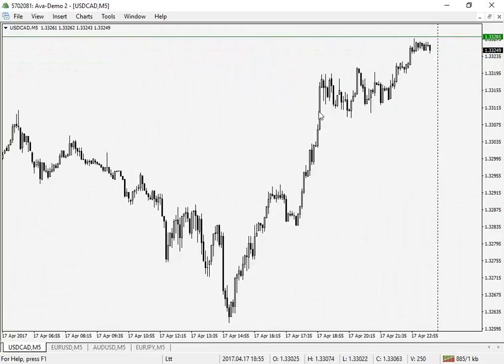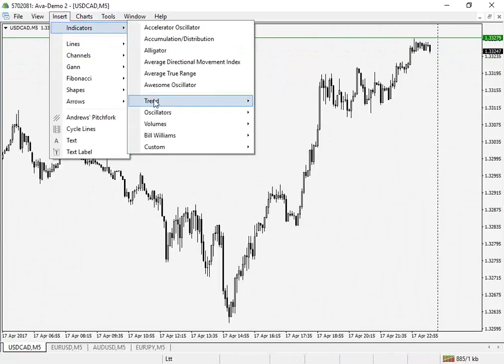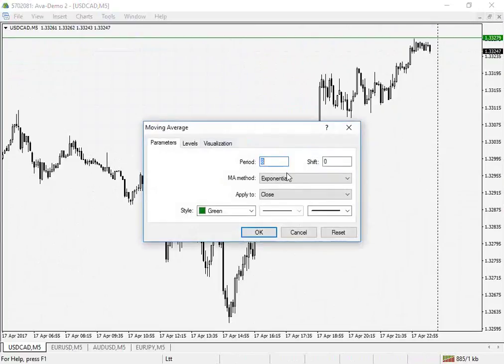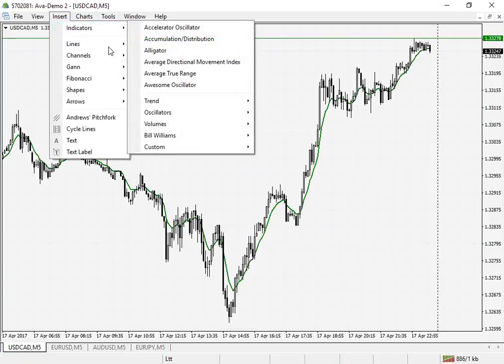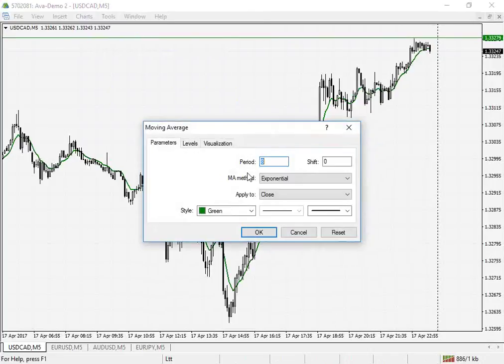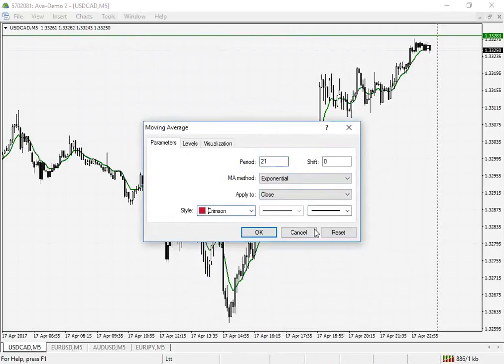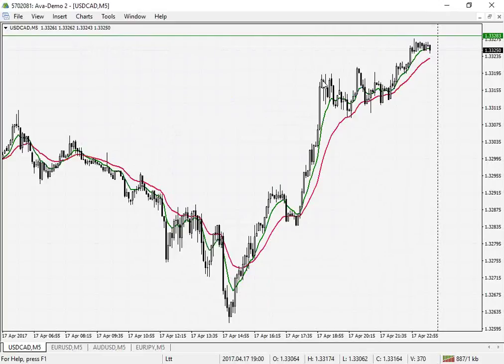Okay? So I'm going to put in my moving averages. Insert, indicators, trend, moving average. I want 8 exponential, on close, green. Make it a little thicker, click OK. Then I go again: insert, indicator, trend, moving average, 21, exponential, on close, color coded red. Make it a little thicker, click OK. There's my exponential moving averages.